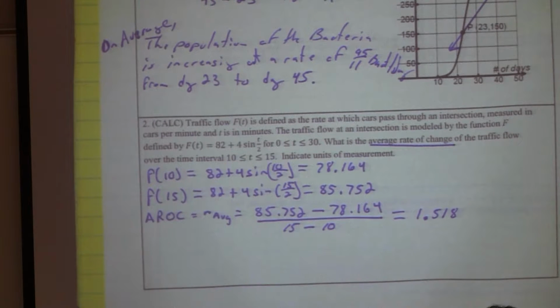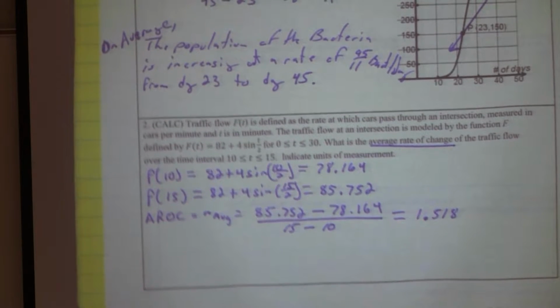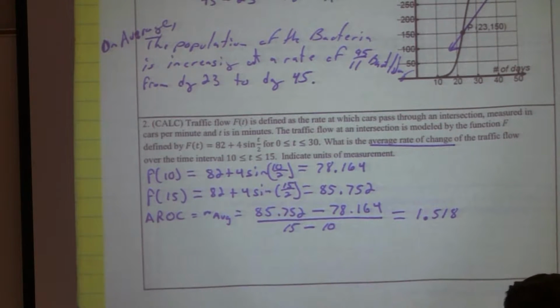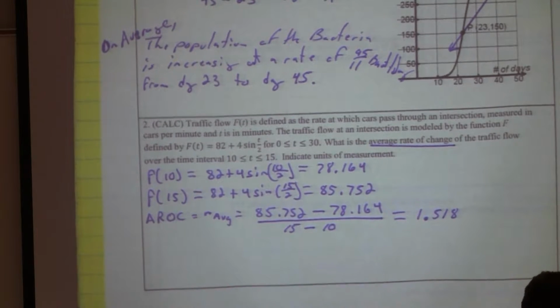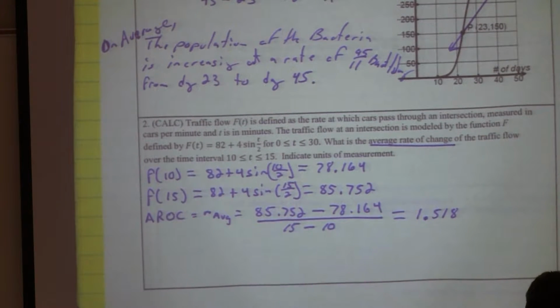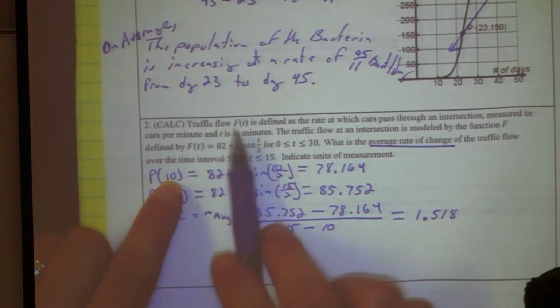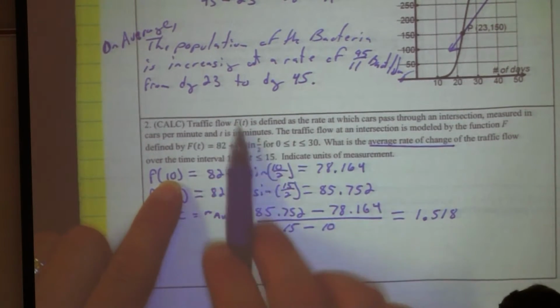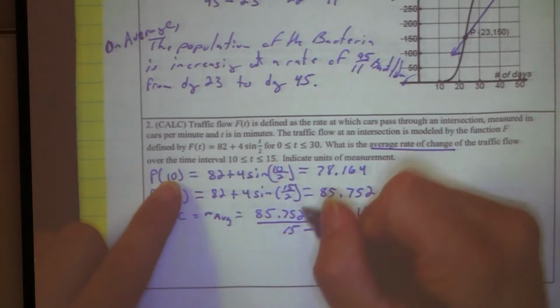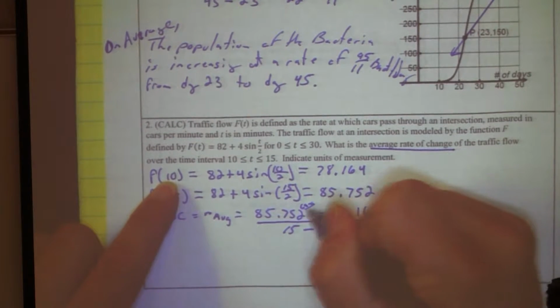Yes? Okay. So now what would be the units of measurement for this? Cars per minute? Yeah. Are you sure? No, this is just time. What did f of t stand for? What did it tell you that the original function was? That one was already cars per minute.